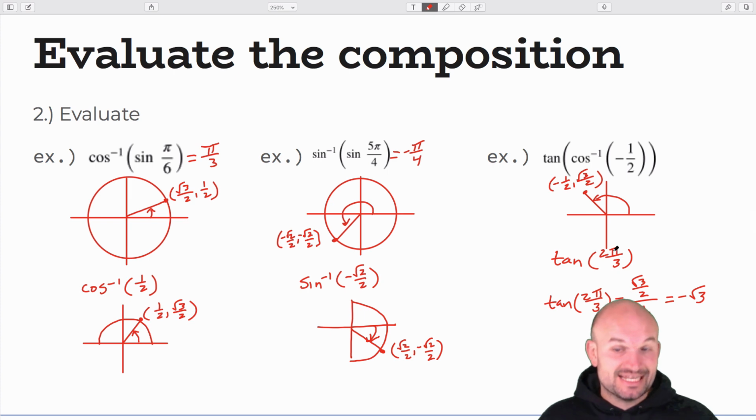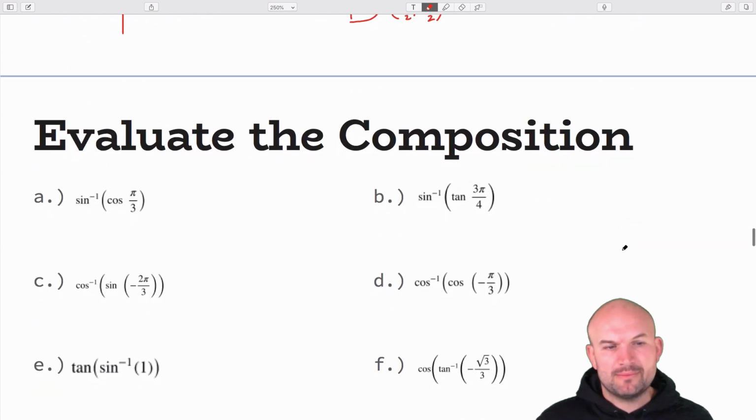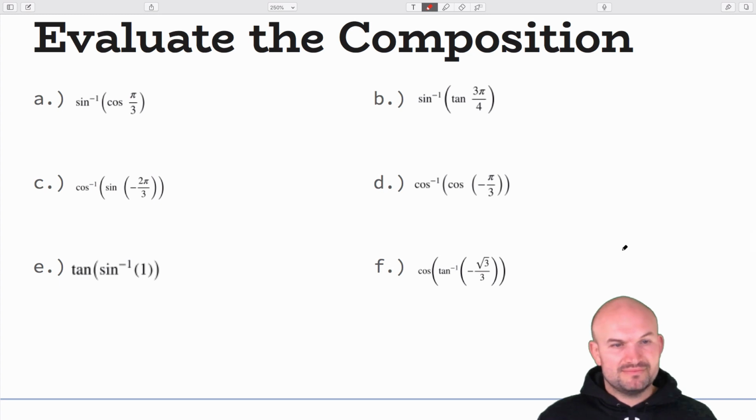And then we just do the tangent of 2 pi over 3, which is square root of 3 over 2 over negative 1/2, which we already kind of talked about. But again, you're doing an angle that's in the second quadrant, so we know it's going to be a negative square root of 3. All right, so now let's go and work on some more composition problems.